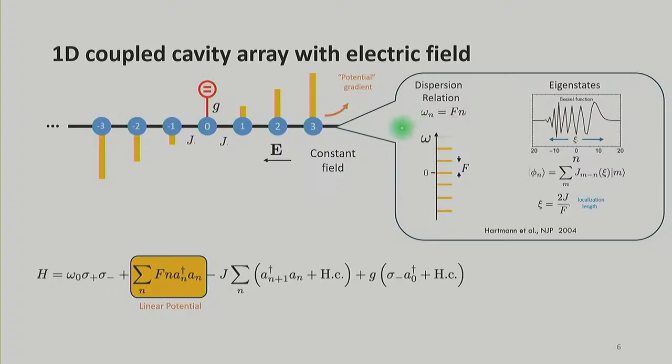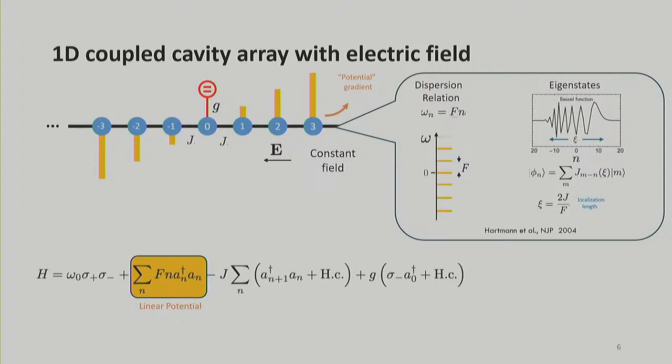Now the dispersion relation is no longer that cosine shape; it features discrete levels, the Wannier-Stark ladder, where each level is separated from the next by a distance f, where f is our field strength. The eigenstates of these lattices are also very different. We now have a combination of Bessel functions, and the eigenstates are localized with a localization length 2J over f, which also depends on the field strength.